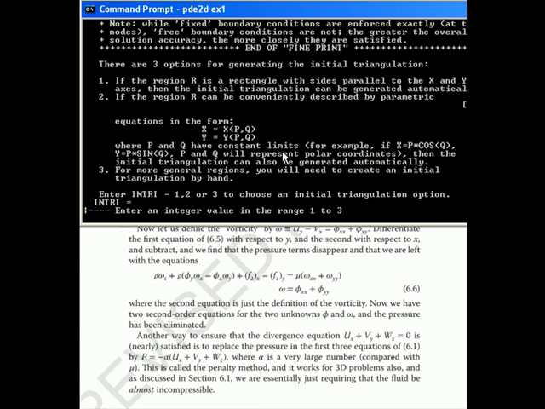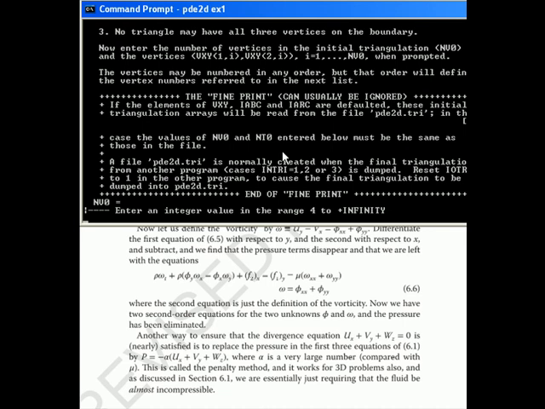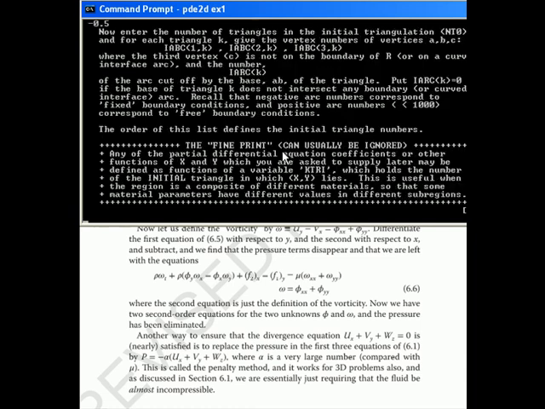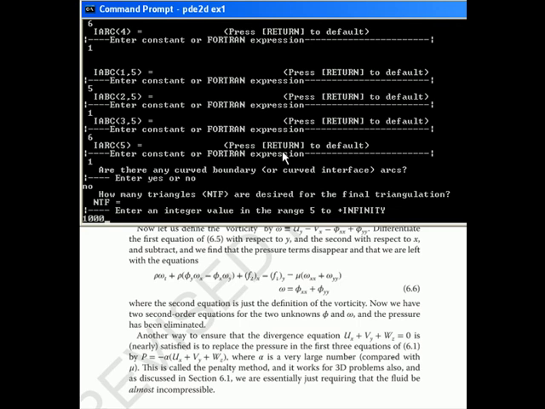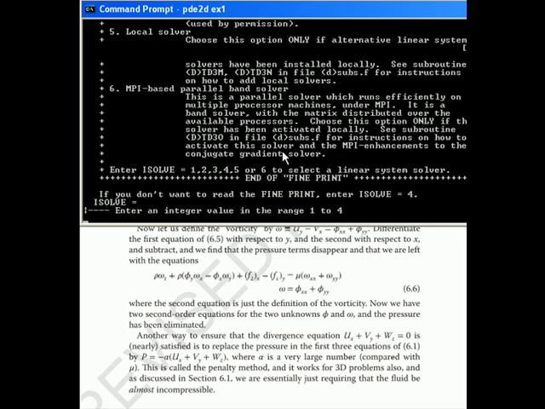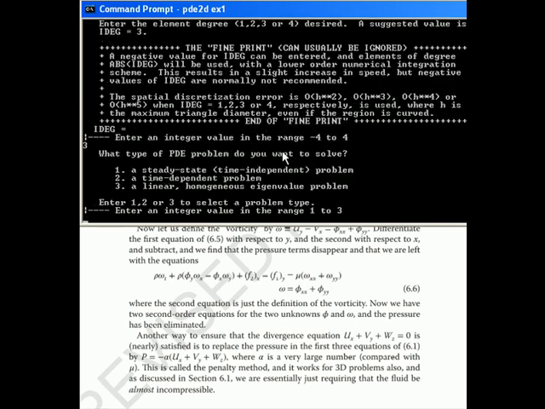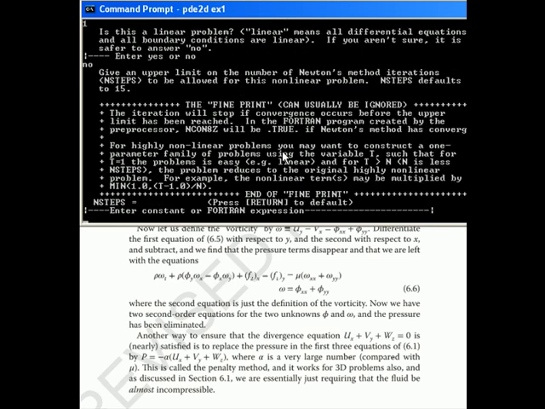And again, the region is complicated, so we have to use the third option. And again, I don't want to input this, so I'm going to read it from the file. It's essentially the same triangulation as the other problem, except that the arc numbers are reversed. The free boundary is now fixed, and the fixed boundary is now free. No curved boundary, 1,000 triangles again. Steady state, still not linear. Might as well do 15.